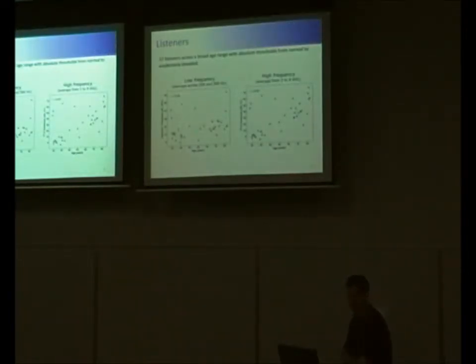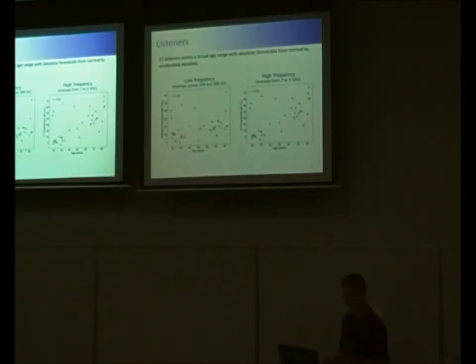So the actual listeners that we tested IPD sensitivity with are plotted here in terms of their age and their hearing loss. In the left panel, this is their absolute threshold at the low frequencies at which we tested their IPD thresholds. And in the right panel is their high frequency audiometric thresholds, and you can see that they're quite related to their age.